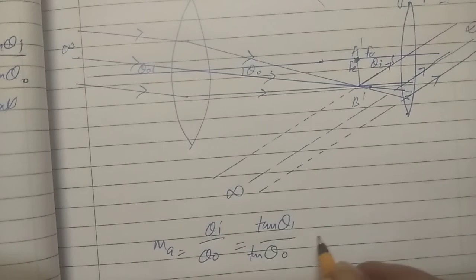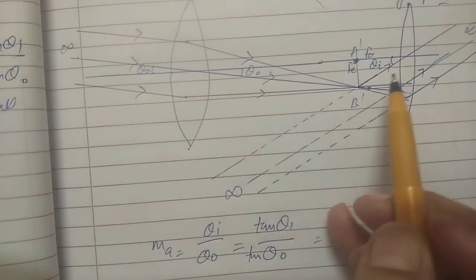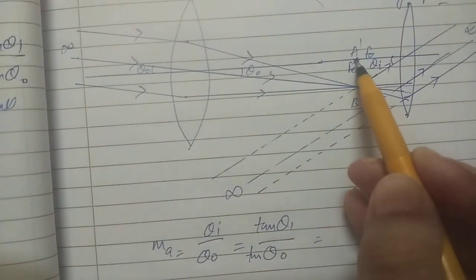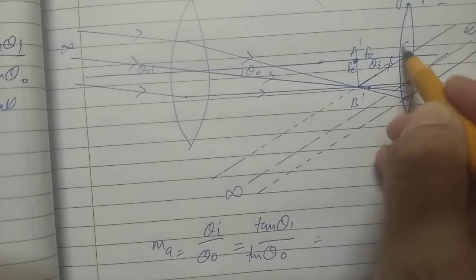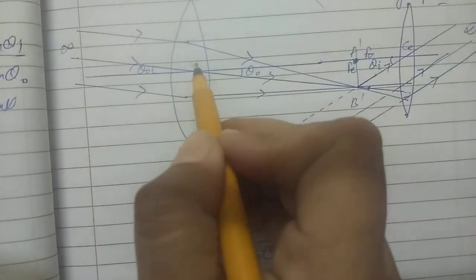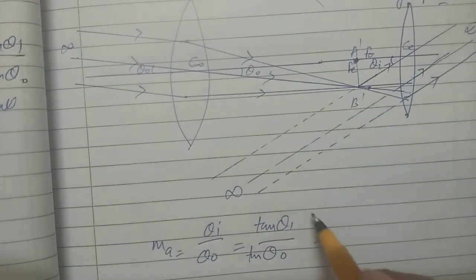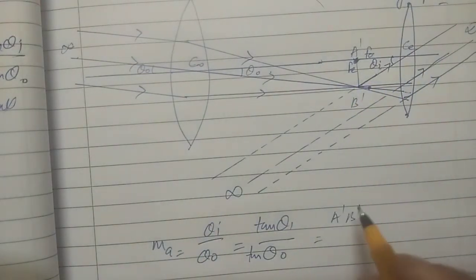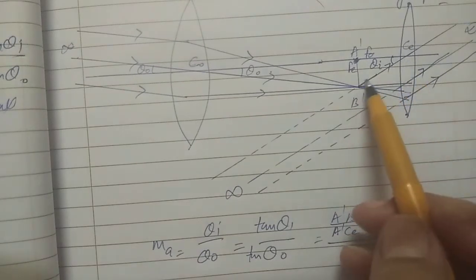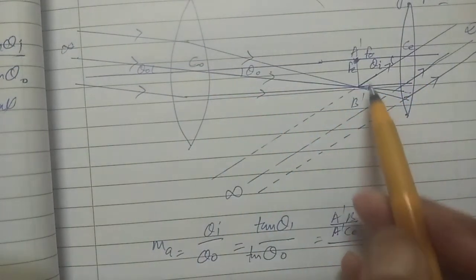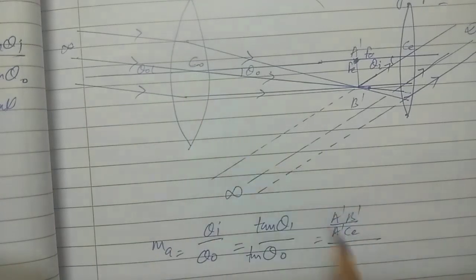Tan theta naught, tan theta I, what is it? From here you can tell me what is theta I. So this triangle we can take, if this is CE and this is CO. So what is theta I? Perpendicular over base. Perpendicular is A dash B dash and base is A dash CE. Similarly, we can write this for this triangle, tangent of theta naught, perpendicular over base. Perpendicular is again the same, A dash B dash over A dash C naught.